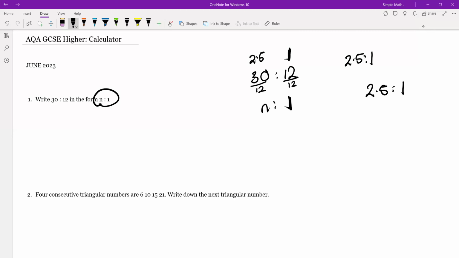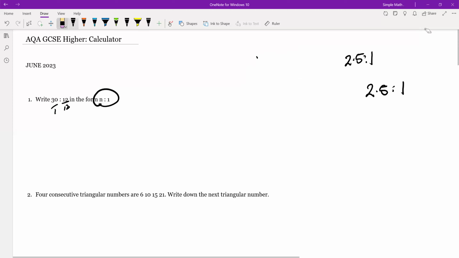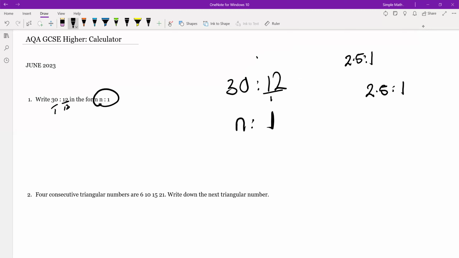Okay, so why did I divide these two numbers by 12? Because of what they asked. I'll go over it again. We have 30 ratio 12, and they said in the form of n ratio 1. So you have to follow the order. For this one, 1 and 12 are in the same position, so it means we divide both sides. How do we get 1? Divide 12 by 12. You also divide this by 12. This gives you 1, and this gives you 2.5. So your answer is 2.5 ratio 1.